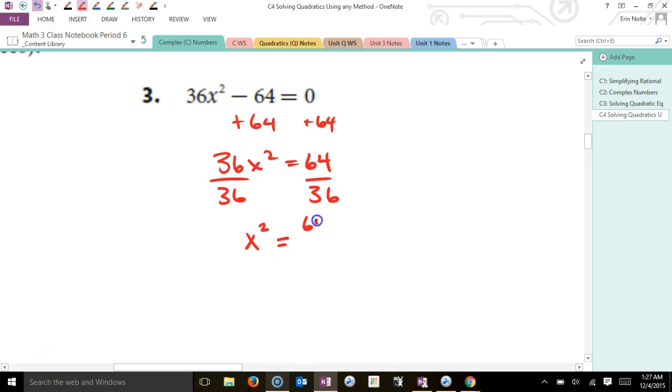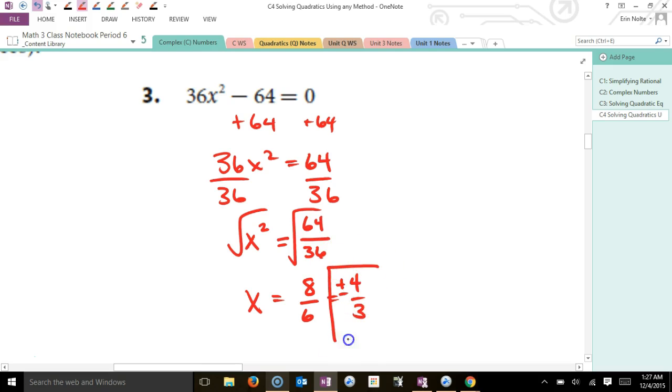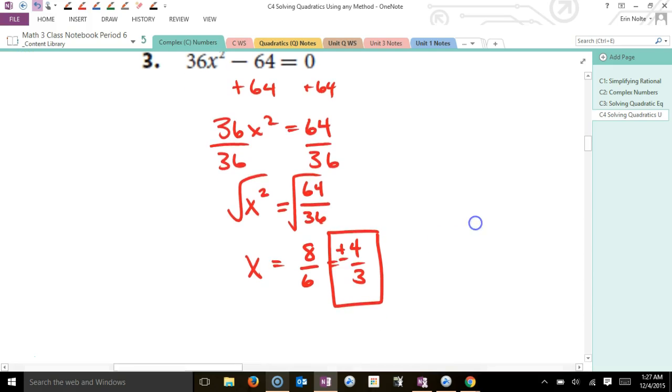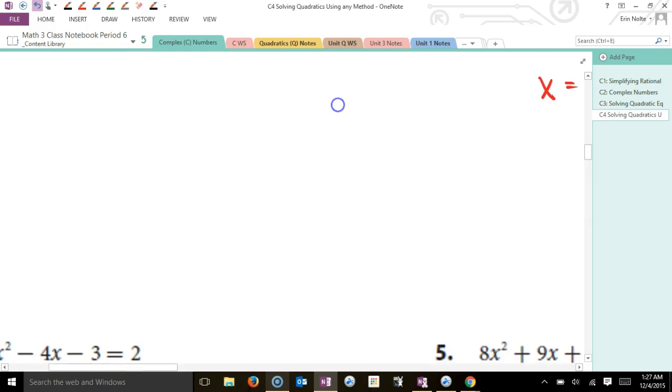Okay, so we can leave it. We don't need to reduce this because they're both perfect squared numbers. The next step is going to be to square root. So what is the square root of 64/36? 8/6, which is 4/3. What do I not forget? Good, plus or minus. Don't forget. Okay, that was pretty easy.